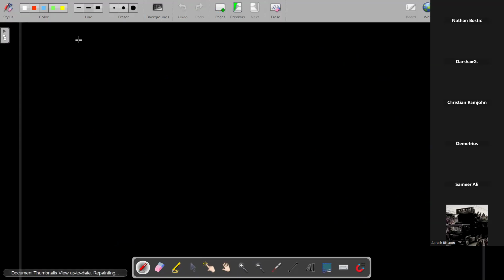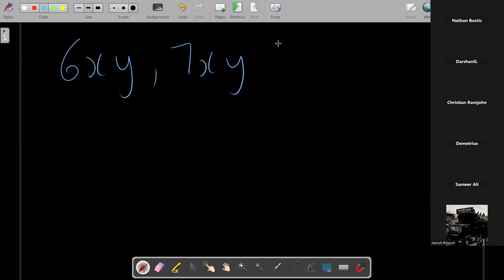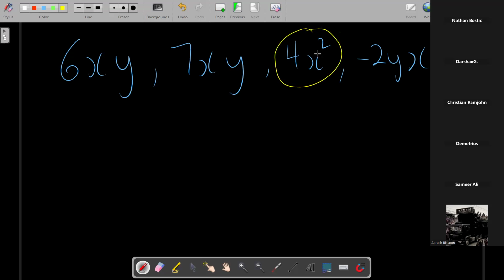So, Colin, look at this. 6xy, 7xy, 4x squared, and minus 2yx. Colin, are all these like terms here? Yes or no? Good. Those are not like terms. What is the unlike one here? The x squared, 4x squared. Good. These are unlike terms. Right? What about the others?